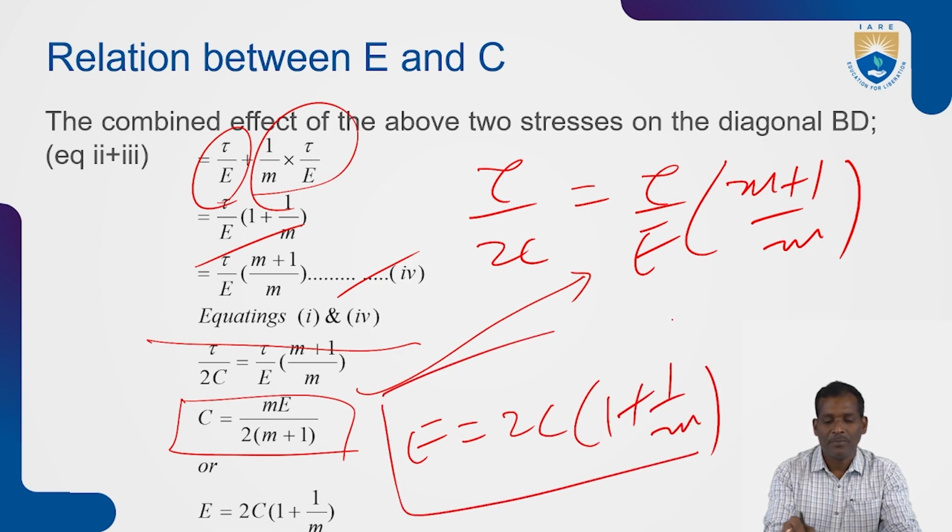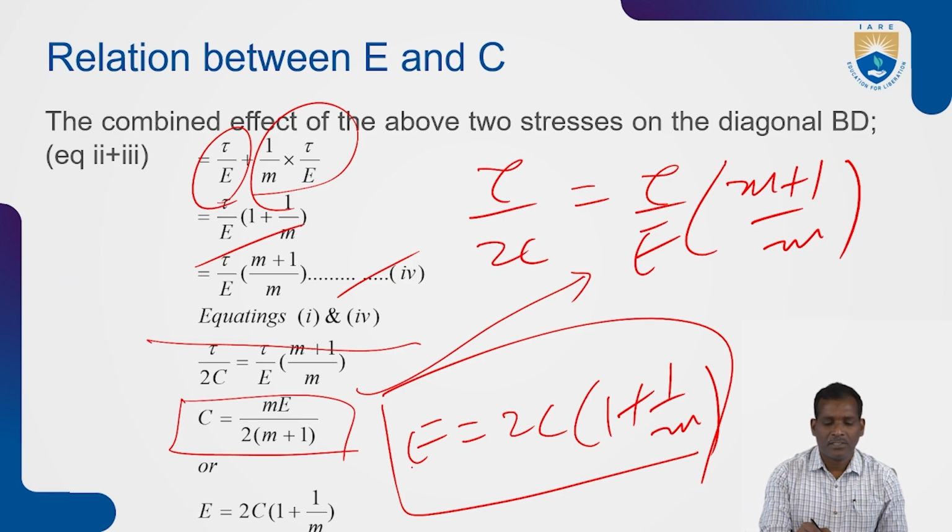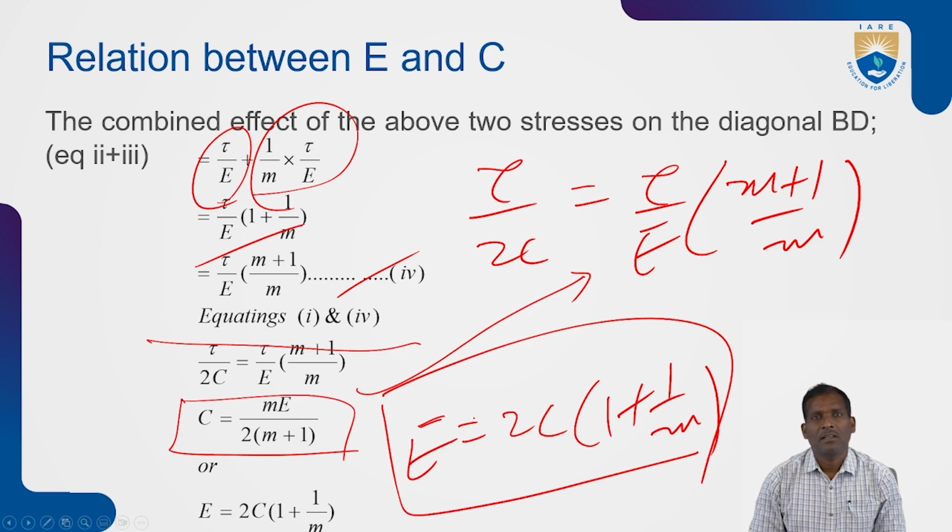So this is the relation between the modulus of elasticity, Young's modulus, and the shear modulus, that is modulus of rigidity, C. So like this, you have to derive the relation between E and C.